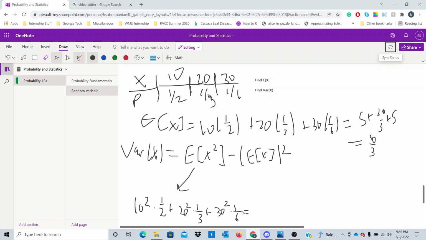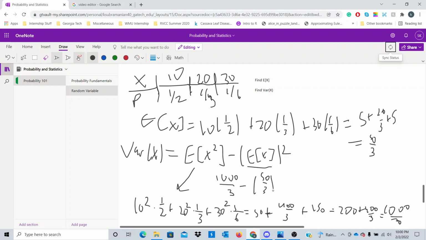So the expectation of x squared in this case will be 50 plus 400 thirds plus 150. So this is going to be 200 plus 400 thirds, which is going to be 1,000 over 3, right? So 1,000 thirds. And we have found our expectation from earlier, right? We found that it was 50 thirds. So to get the variance of x, it's simply 1,000 thirds minus (50 over 3) squared. You can just punch this into your calculator, but this is the variance associated with your random variable, right?